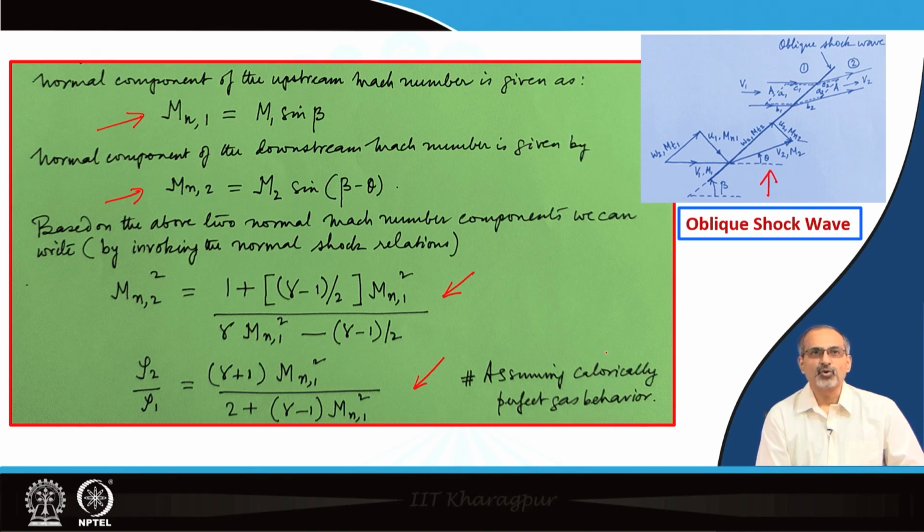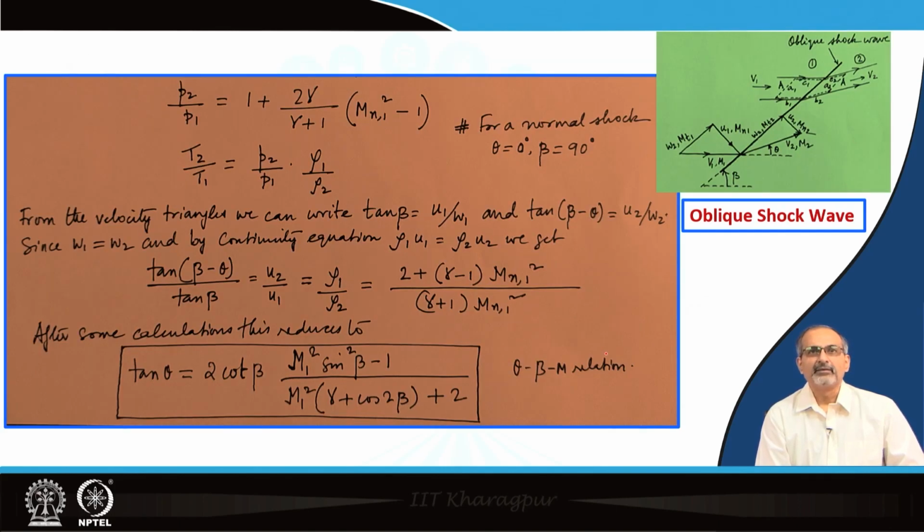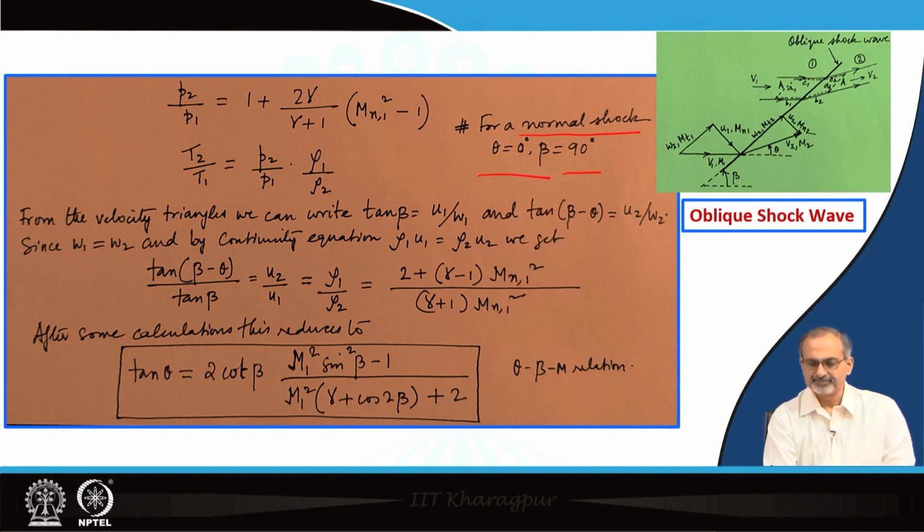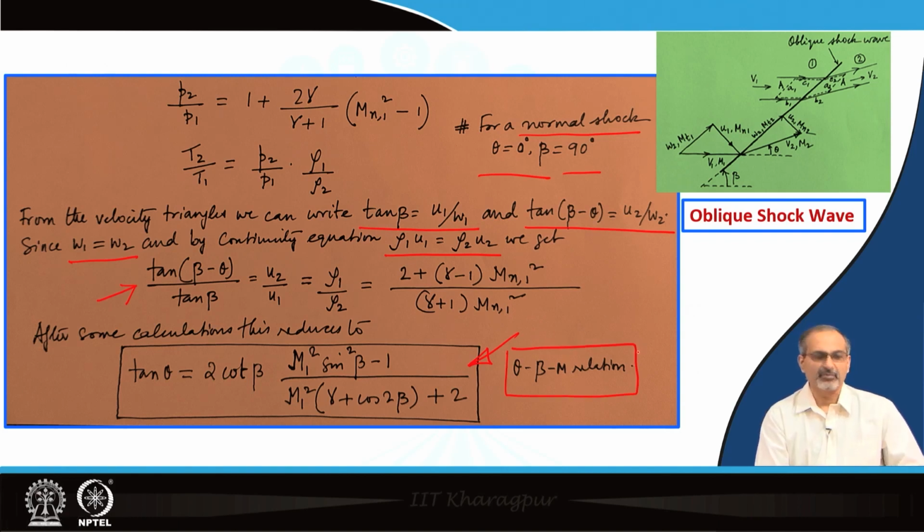We also have an expression for rho2 by rho1, p2 by p1, T2 by T1 and so on. And remember that for a normal shock, theta happens to be 0 degrees, and beta happens to be 90 degrees. From the velocity triangles, we can write tan beta is u1 by w1, tan(beta minus theta) is u2 by w2, and since w1 is equal to w2 and by the continuity equation rho1 u1 is rho2 u2, you can come up with a relation like this, which after some more calculations reduces to a form like this, where you have a relation connecting theta, beta and M, and this is called the theta-beta-M relation for oblique shock waves.